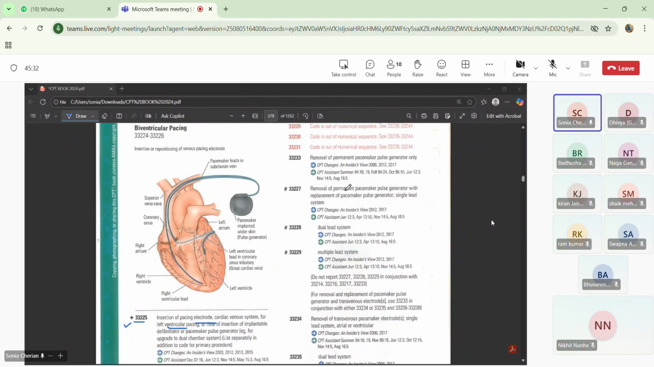So the removal of permanent pacemaker pulse generator with replacement of pacemaker pulse generator. This is for a single lead system. Ours is a dual lead system. So we need to code 33228. If it is multiple, for example, if one existing lead is in the right atrium, one existing lead is in the right ventricle, and the other lead is in the left ventricle, then it is to be known as a multiple lead system. Then your CPT will change to 33229. As they have mentioned that it is a dual lead system, you need to put it as 33228.